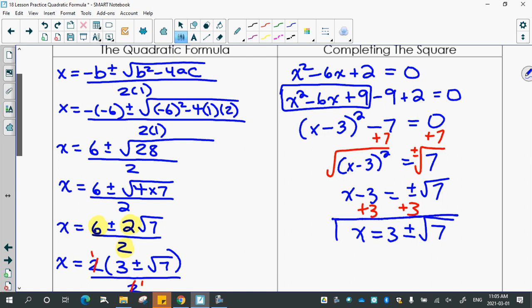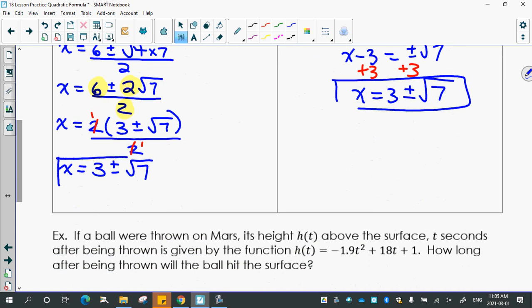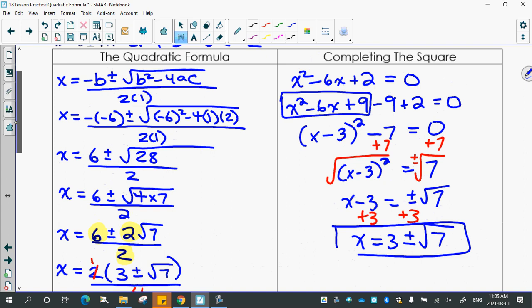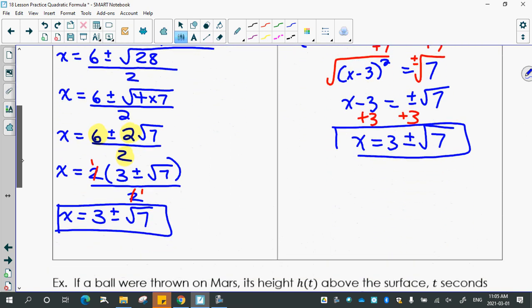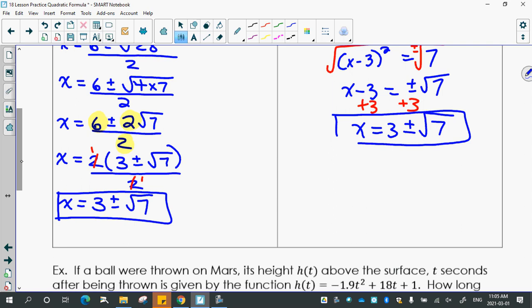So I got the answer in 2 different ways. Everybody good? See the 2 different methods side by side. Turns out in this case, completing the square method took fewer steps than the quadratic formula. Okay.